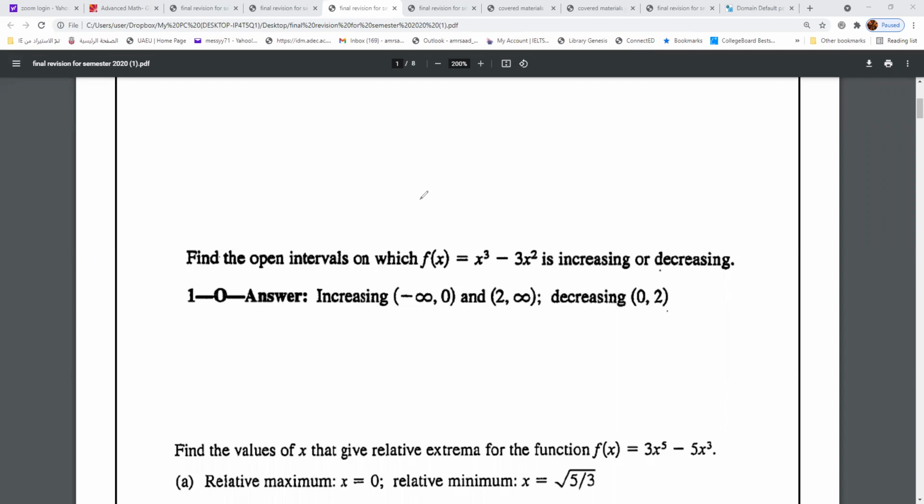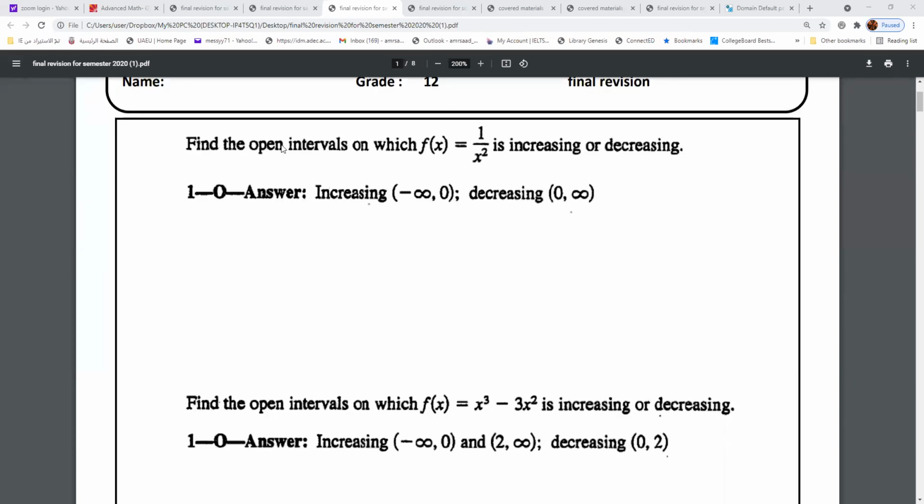We are going today to revise for the semester 2 exam. Let's begin with the first question in the final revision sheet. Find the open intervals on which the function f of x equals 1 over x squared is increasing or decreasing. As you see, that is the given answer, but I'd like to show you how we get this answer.